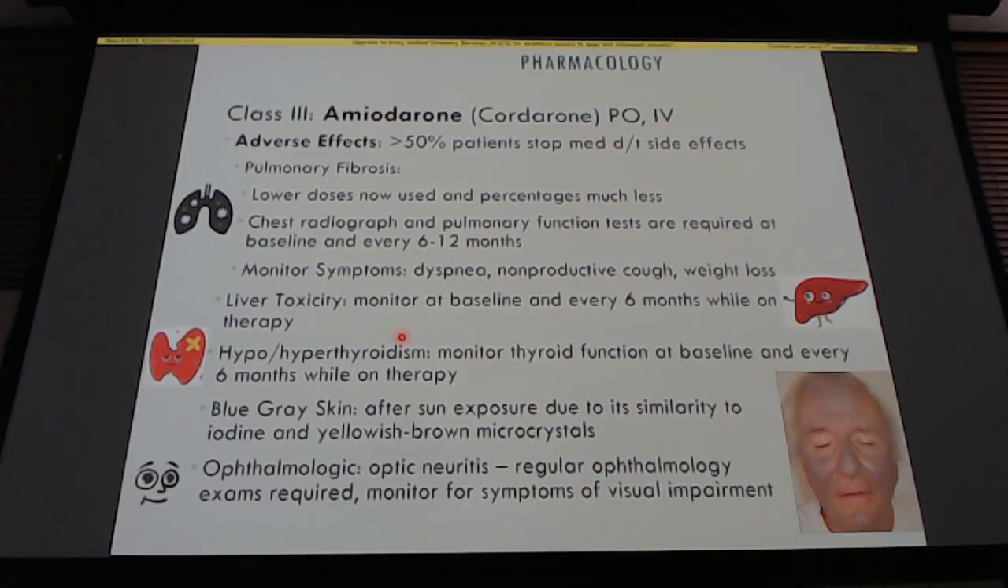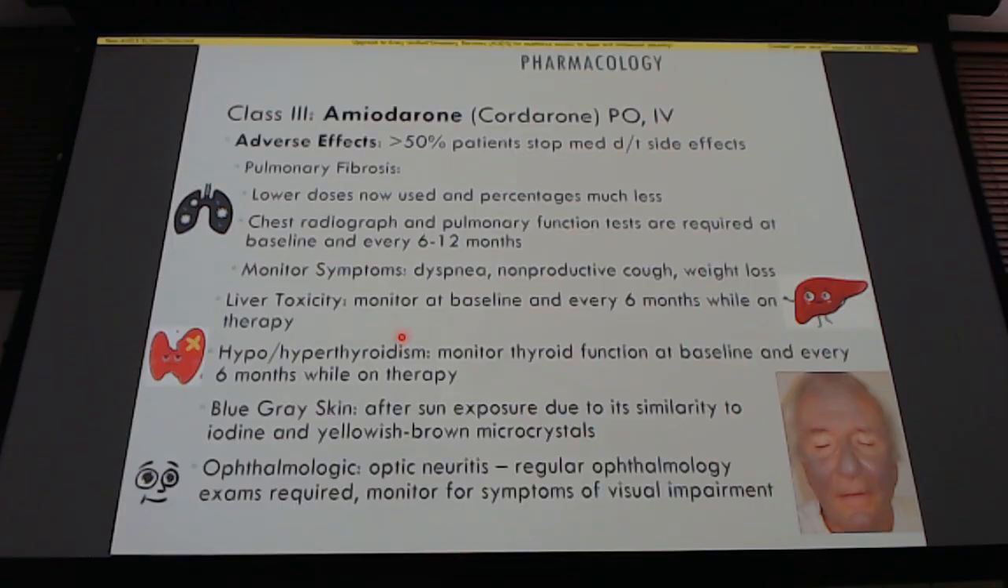Liver toxicity. So again, make sure that you're checking those LFTs baseline, 6 months. Your hypo or hyperthyroidism, making sure that you're monitoring their thyroid levels, because remember we said that with amiodarone, I was worried about the iodine that's in there, right? So that's why I'm monitoring their thyroid, making sure that they are not experiencing hypo or hyperthyroidism. Okay, so baseline, and again, every 6 months.